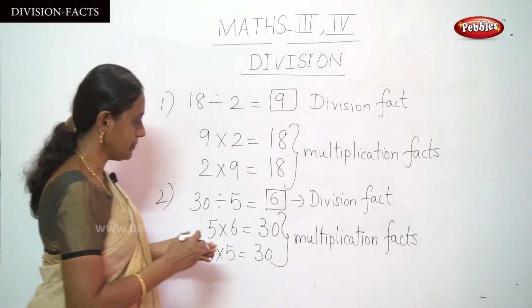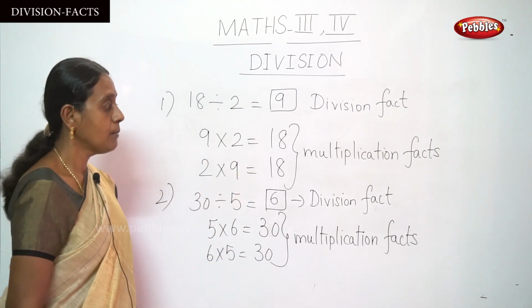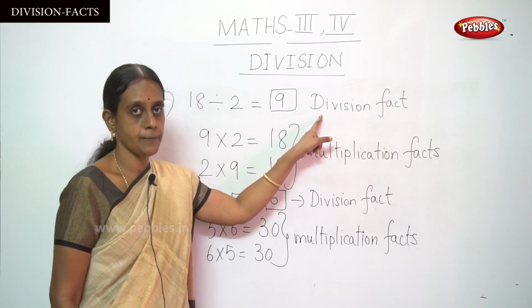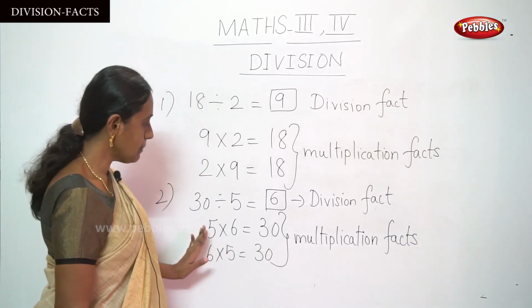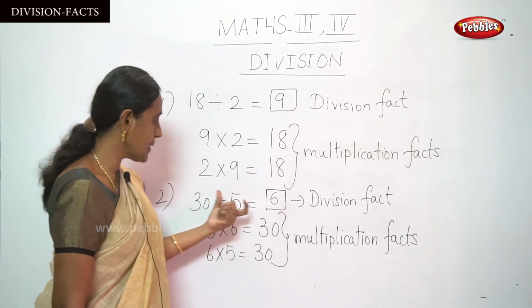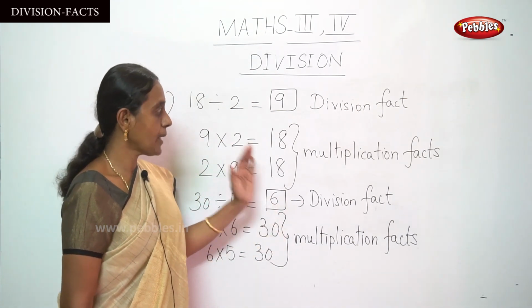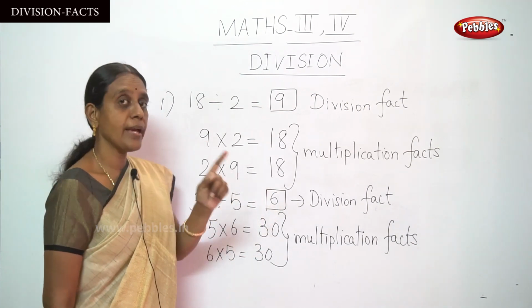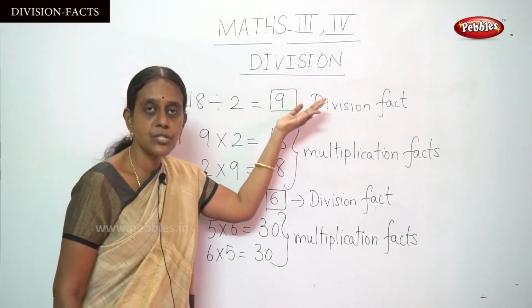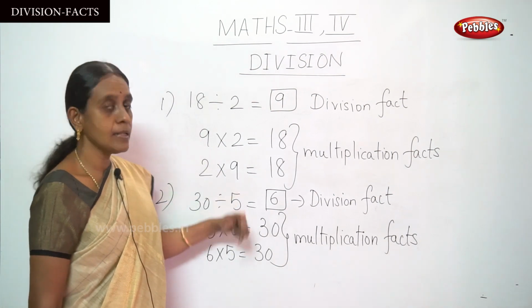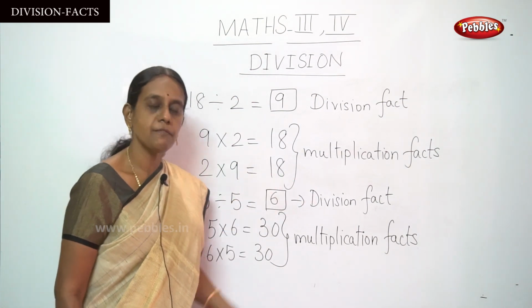Okay, so these are the terms and how to change and how to write a multiplication fact from a simple division fact. Okay, and this is a second example for you. You can write the multiplication facts from this division fact, that is 30 divided by 5 equal to 6. In the same way, from the multiplication fact, you can write again the division fact also. Okay, let me see the next example sum. You can write a division fact from multiplication facts.